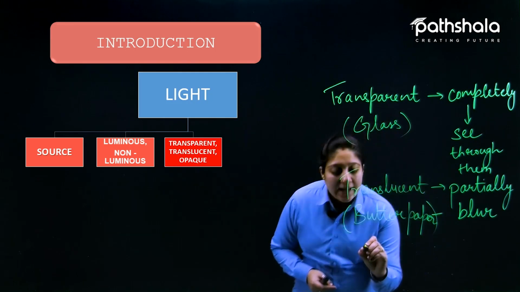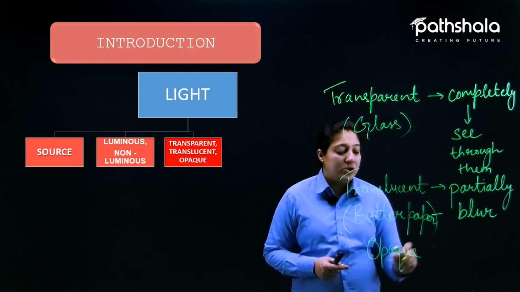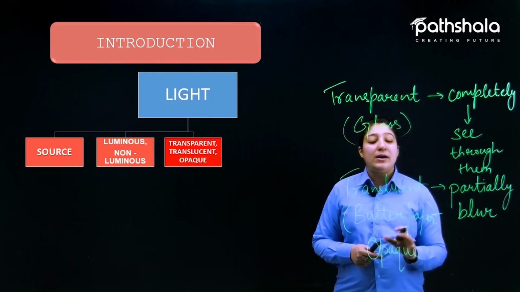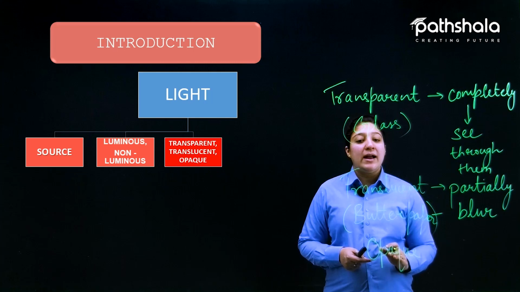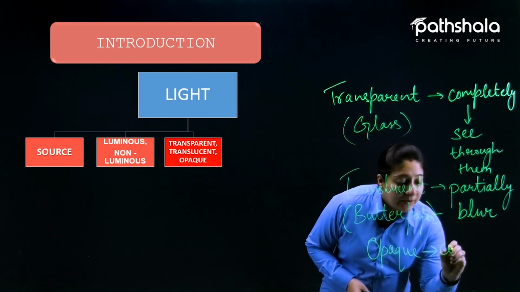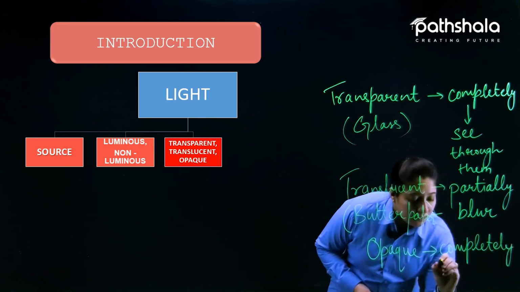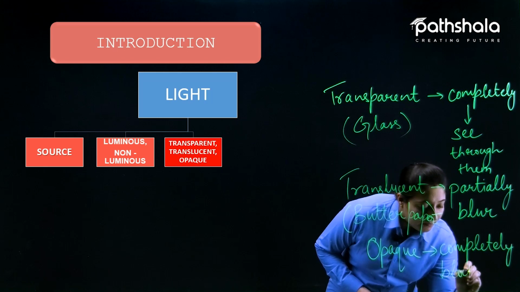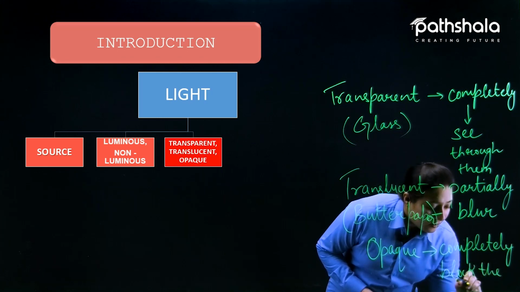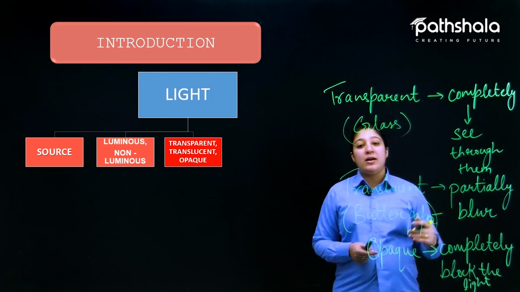After that, the last one is opaque. Now what are opaque objects? Opaque objects are the ones that don't allow light to pass through them at all. They completely block the light. That is, they don't allow the light to pass through them.